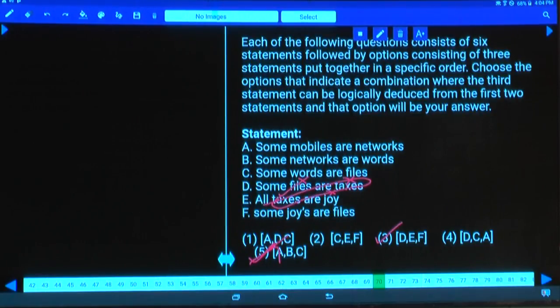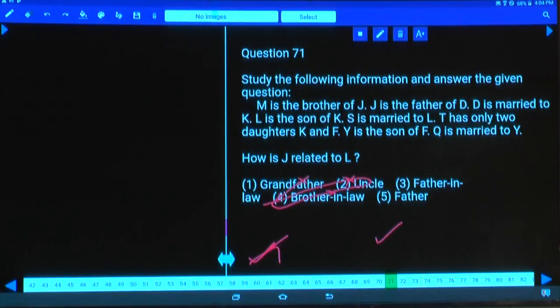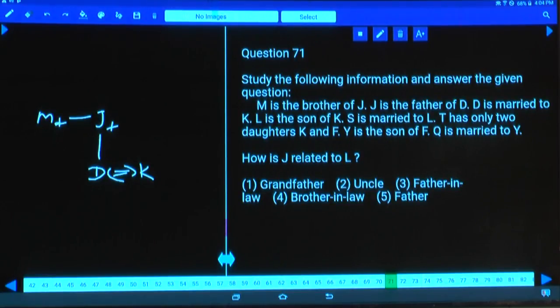Then 71 to 73. Now, in this question number 71 to 73, what is the information here? M is the brother of J, can be written like this. J is the father of D. D is married to K. And L is the son of K. And S is married to L.